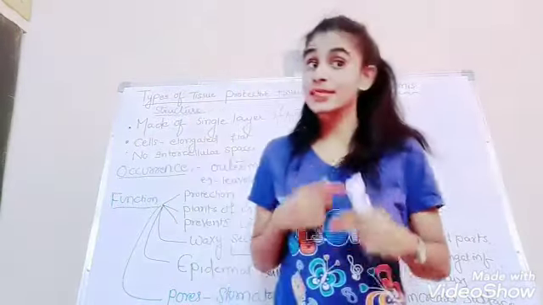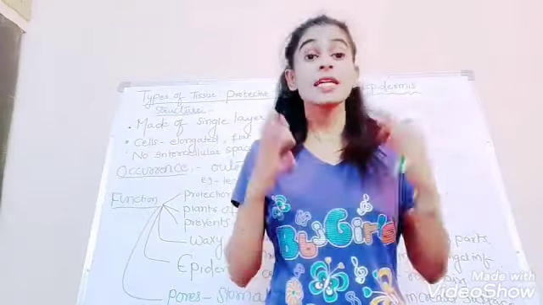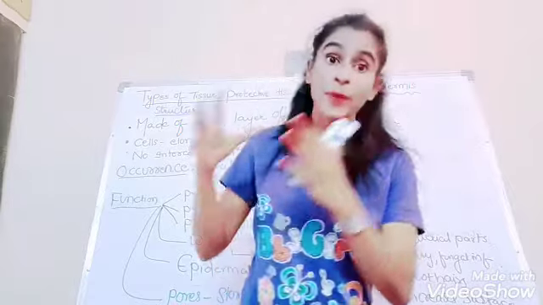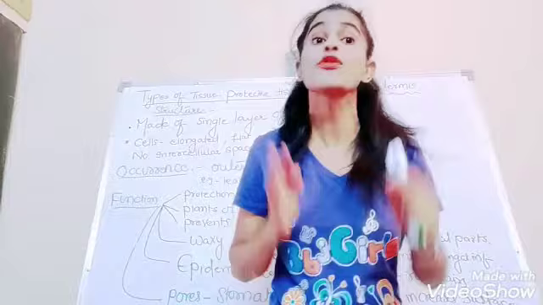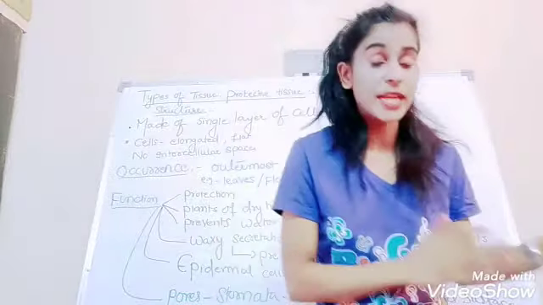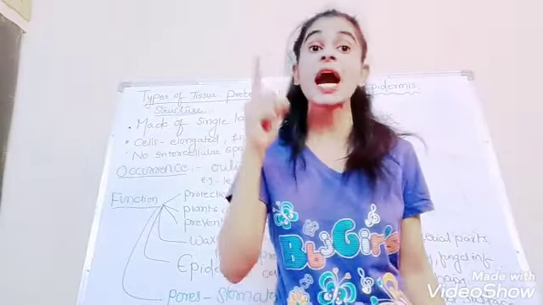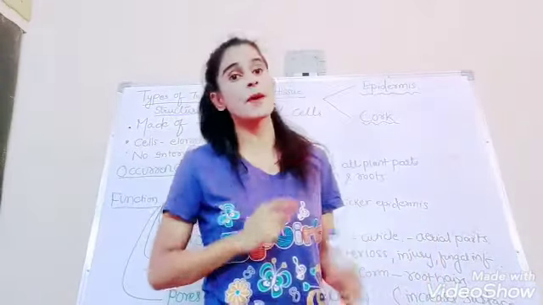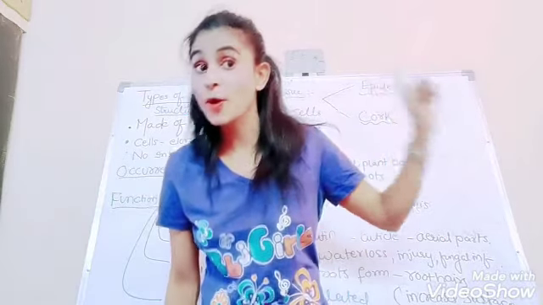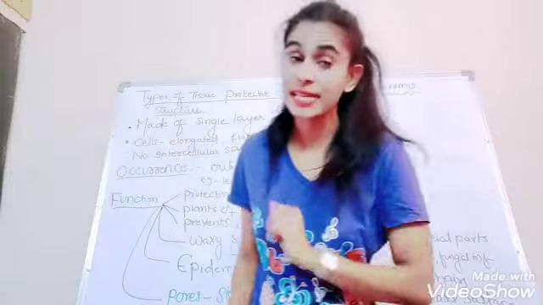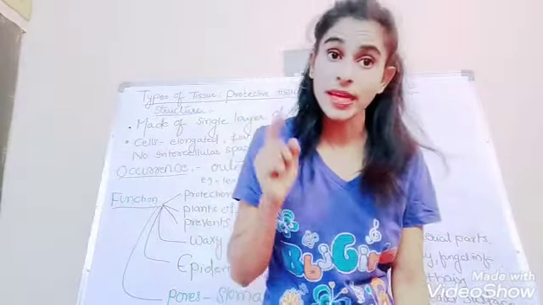Yes, we are discussing tissues and we have already completed the meristematic tissue and permanent tissues. I have told you that permanent tissues are of two types: simple permanent tissues and complex permanent tissues, out of which we are done with the simple permanent tissues. You remember we discussed parenchyma, collenchyma and sclerenchyma. They are the three different types of simple permanent tissues.